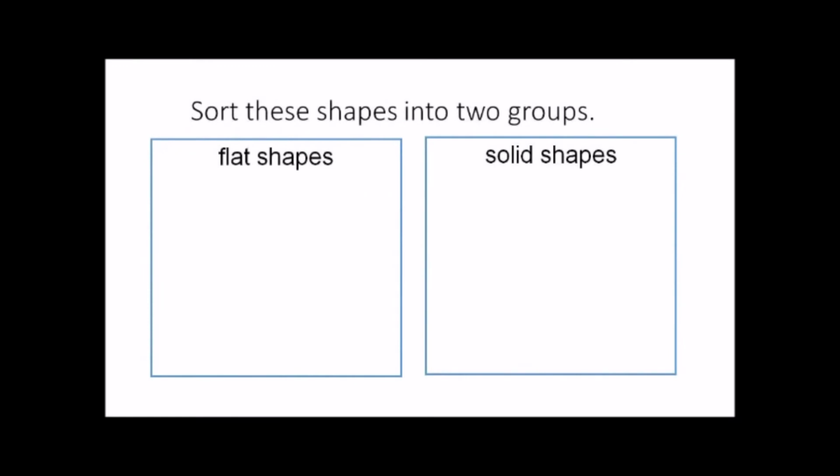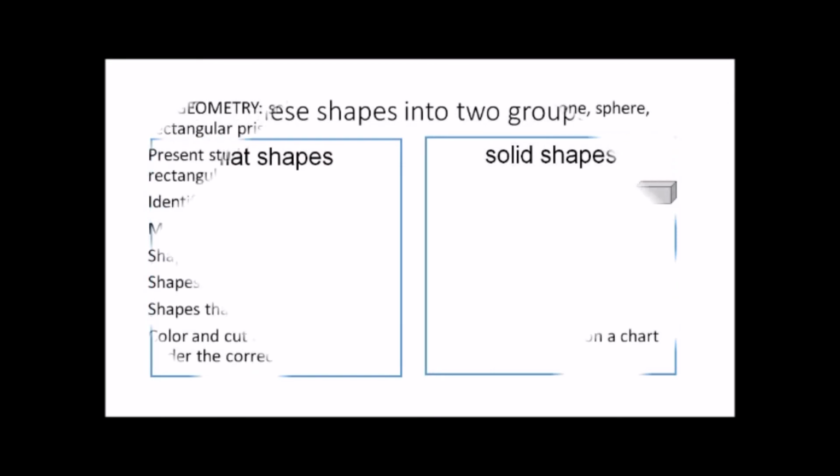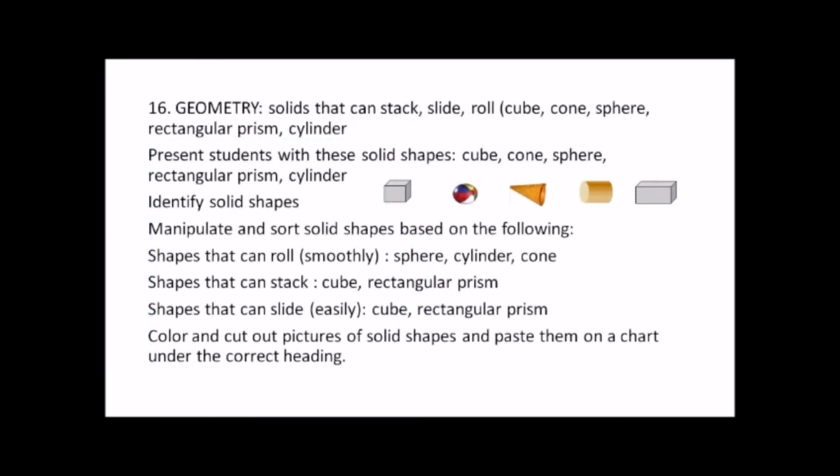Okay, go over the names and make sure they can sort them based on if it's flat or solid. And here you have it set up, sort the shapes into 2 groups. They would place the flat shapes with the flat and the solid shapes with the solid. Okay, so this is the first thing you want them to be able to do, to sort the flat and solid shapes, and that they understand that height is important when it comes to solid shapes. If it doesn't have height, then it's a flat shape.